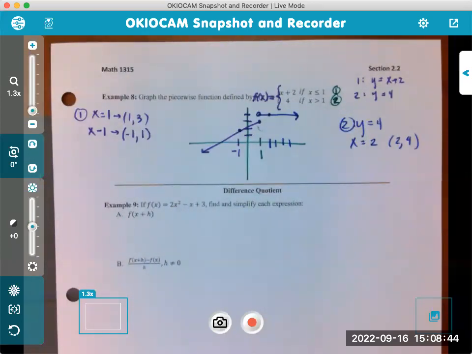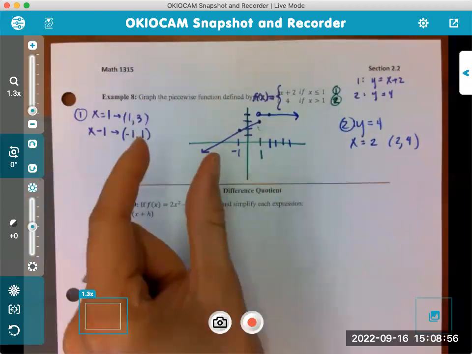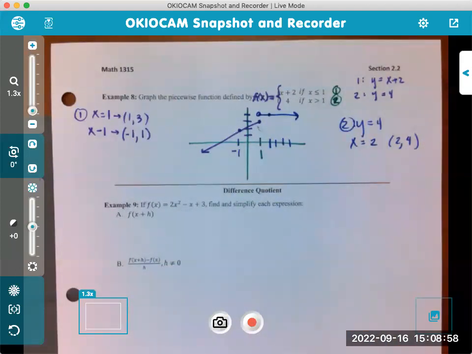So whenever you're graphing a piecewise function, just split it into chunks of the number line and then follow whatever rule is getting described for that specific chunk, if you would. And hopefully that makes sense.